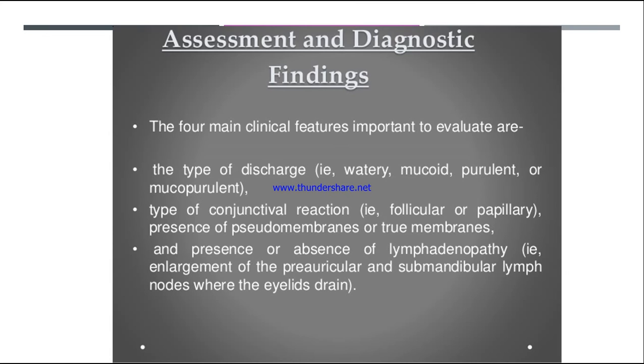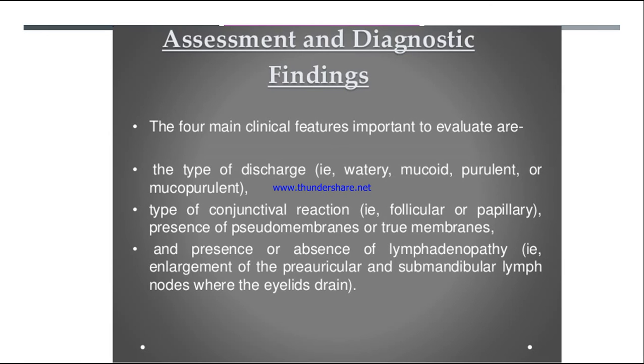Number two, the type of conjunctival reaction, that is follicular or papillary, the presence of pseudomembrane or true membrane. So depending upon the symptoms also we will be able to differentiate. And the presence or absence of lymphadenopathy, that is involvement or enlargement of the lymph nodes where the eye drains. If the preauricular and the submandibular lymph nodes are also enlarged or swollen, then that is called lymphadenopathy. So we have to see if lymphadenopathy is present or absent.